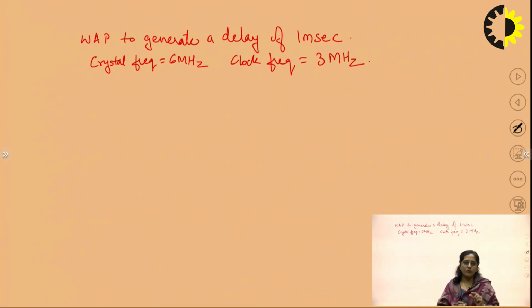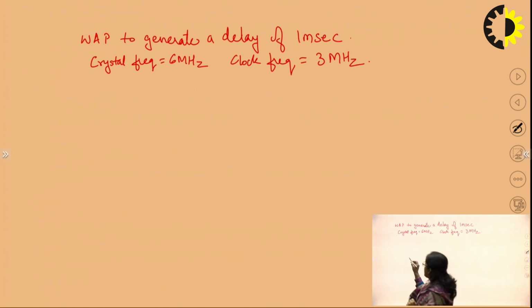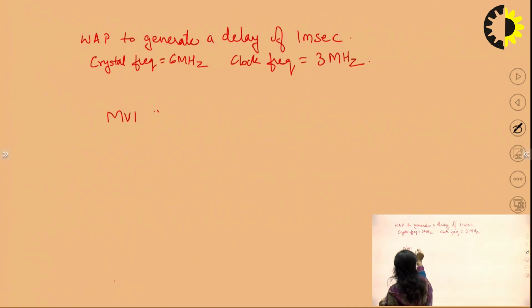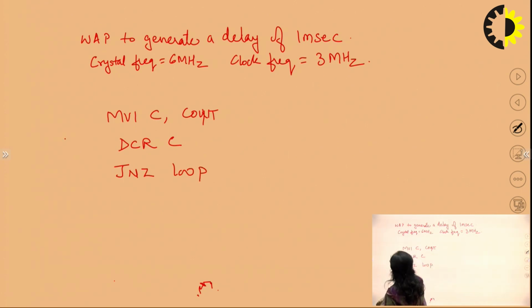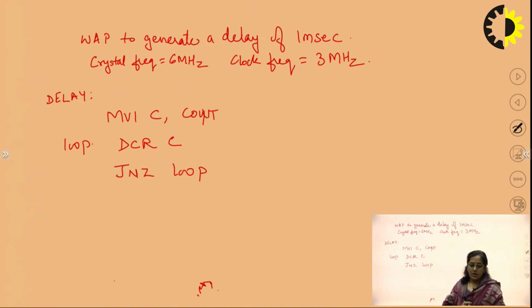So the count value will decide the execution time. So we will have a generalized program: MVI C comma count, where I don't know the count value yet. And we will decrement with DCR C and jump if not 0 back. So these are the 3 instructions of my delay program. This is a general delay program. Now the number of T states required to execute these instructions will constitute the delay.